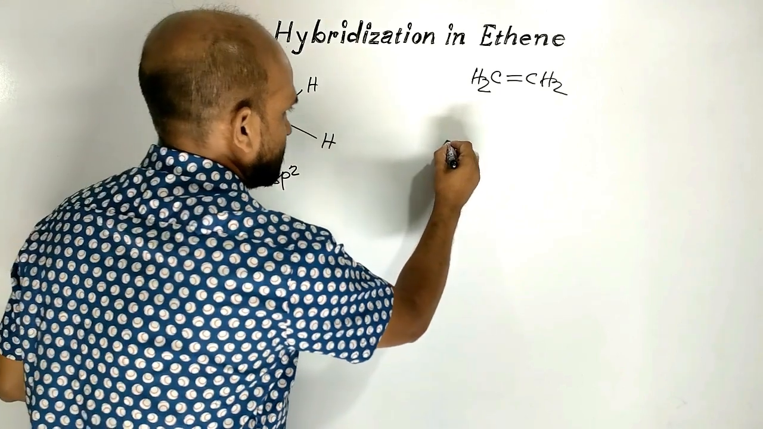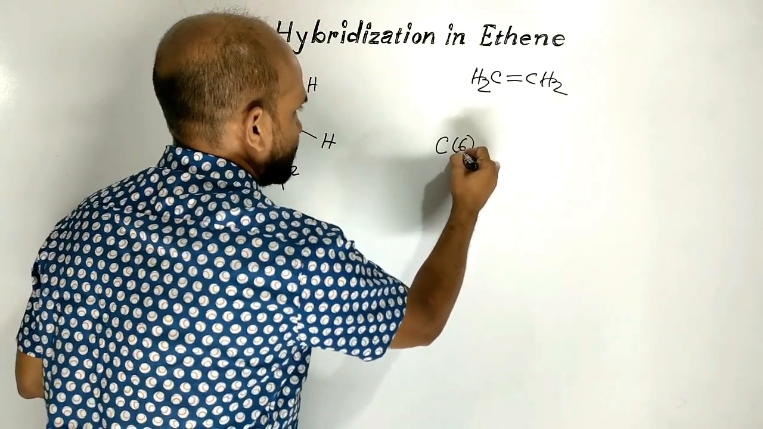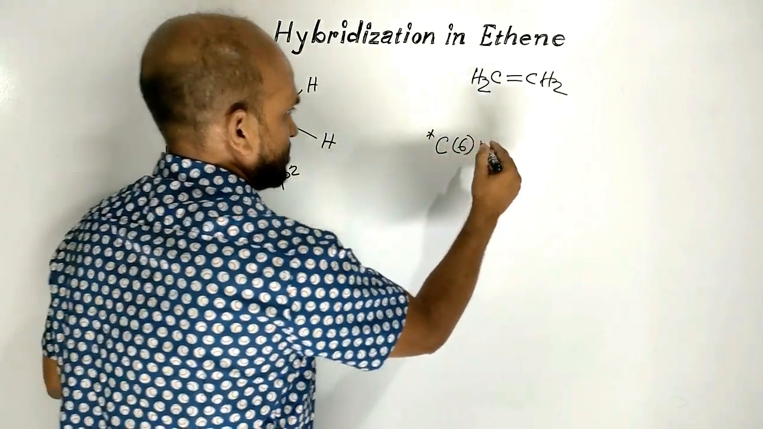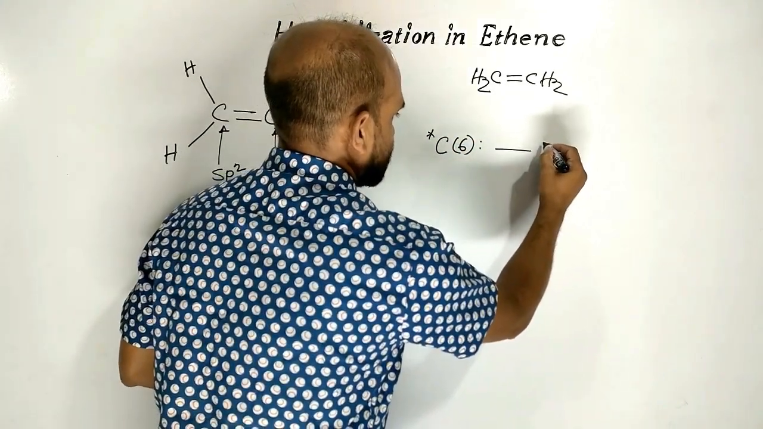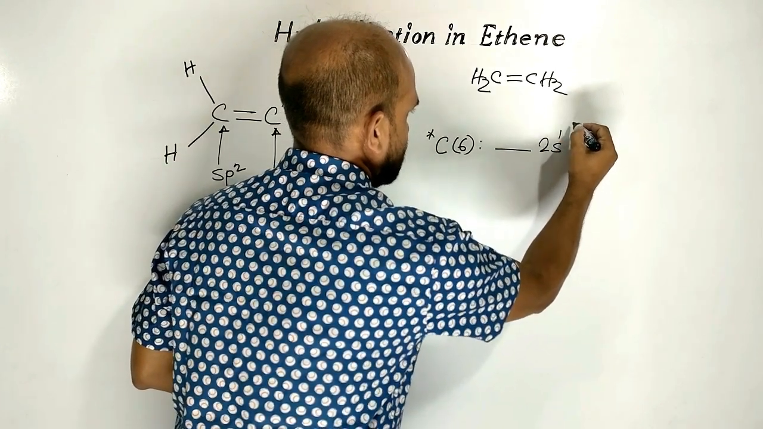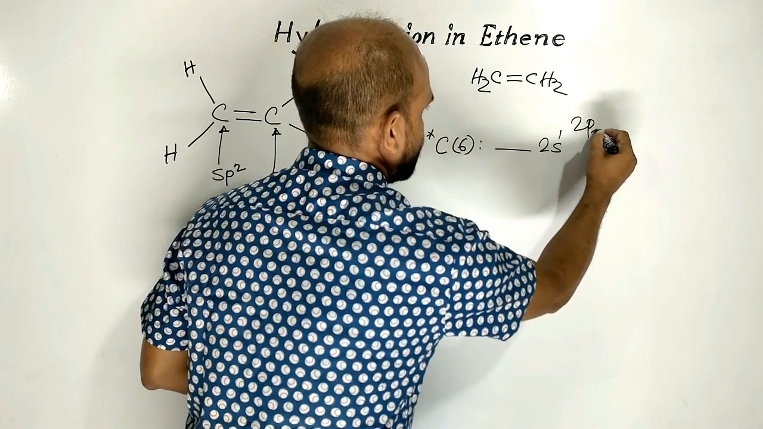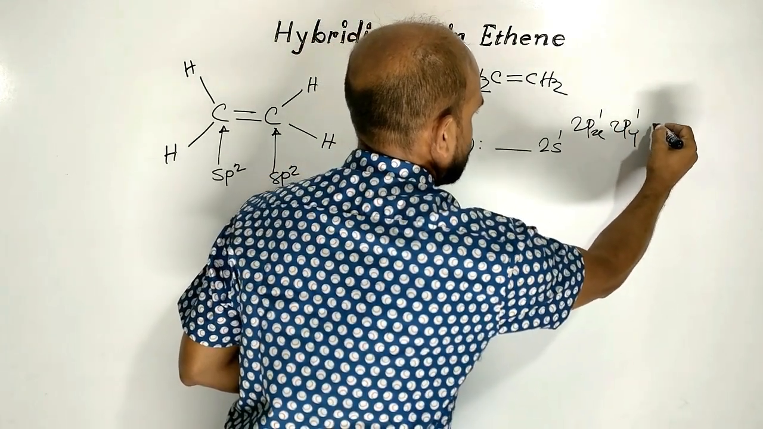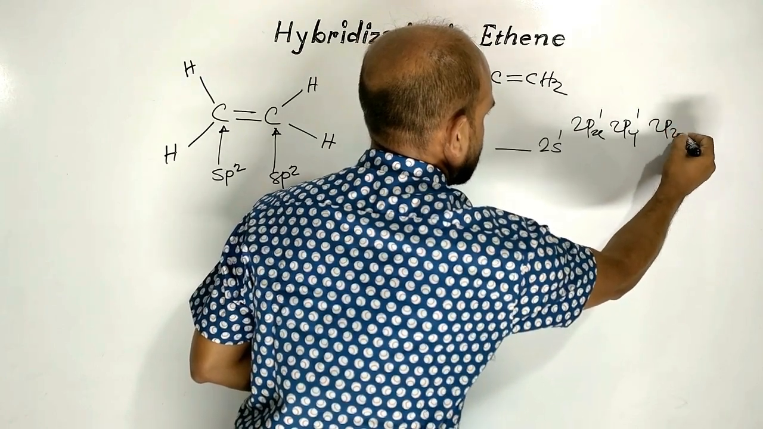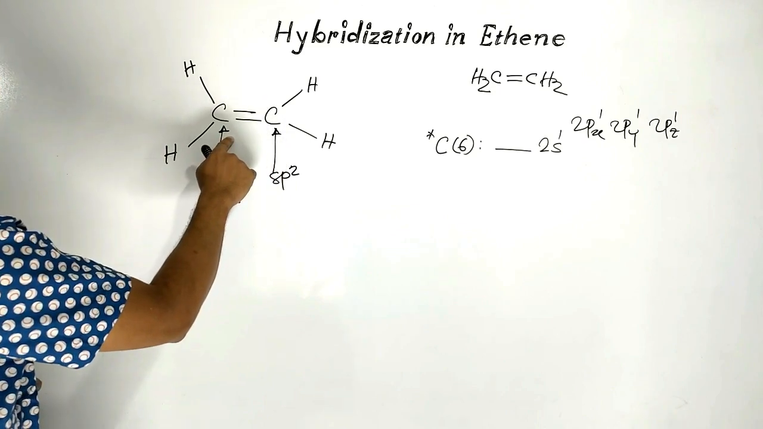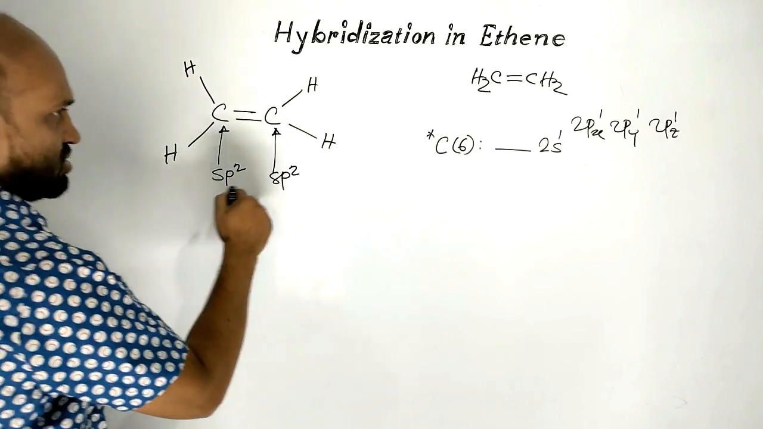Let us consider electronic configuration of carbon at the excited state. Outermost shell electronic configuration: 2s1, 2px1, 2py1 and 2pz1. These carbon atoms are sp2 hybridized.